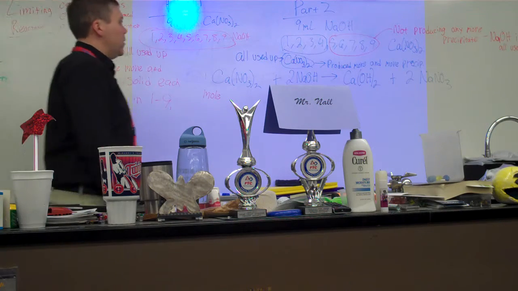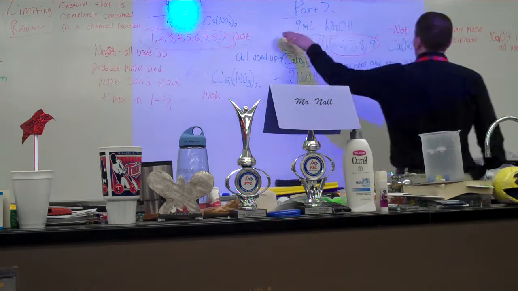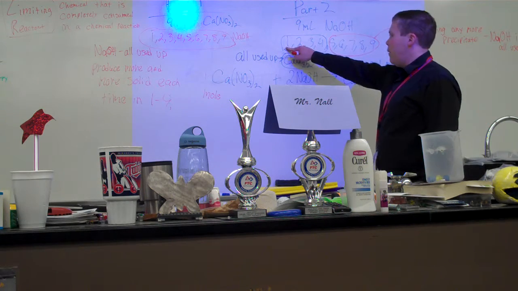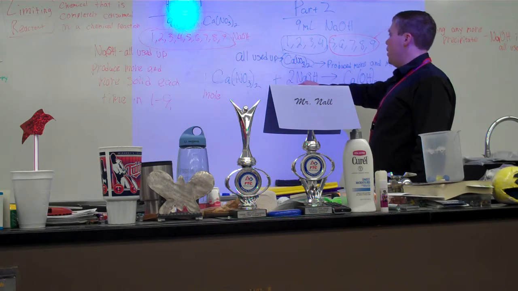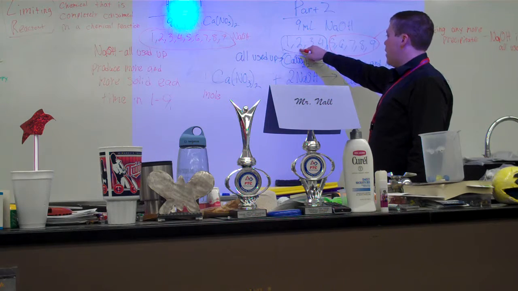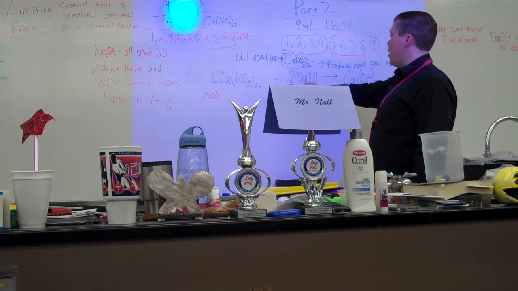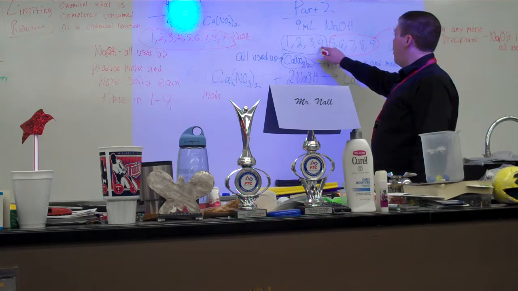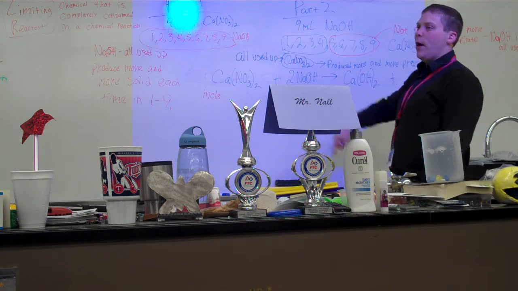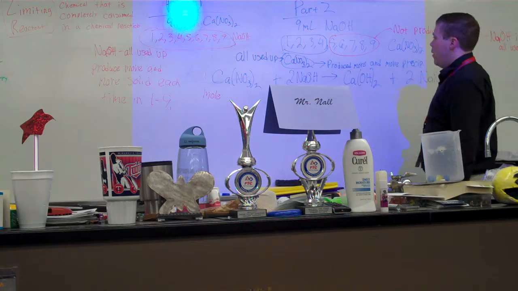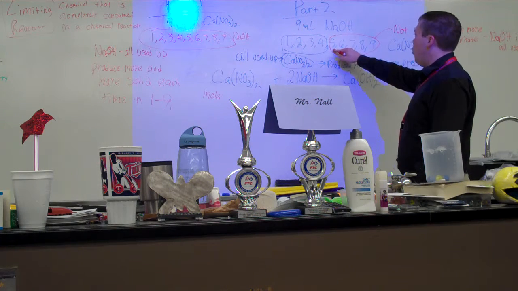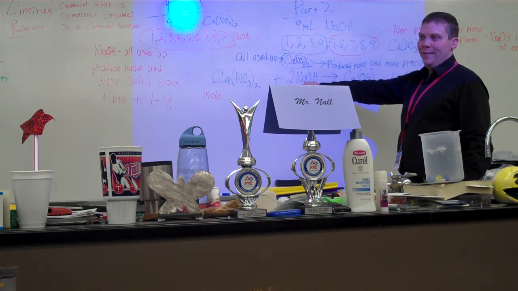But when we got to part 2, now I only had 9 mils of sodium hydroxide. So at 1 mil of calcium nitrate, that means I used 2 mils sodium hydroxide. 2 mils calcium nitrate, 4 sodium hydroxide. 3 calcium nitrate, 6 sodium hydroxide. 4 calcium nitrate, 8 sodium hydroxide. So then once I get to 5, that means that if I want to react 5 mils of calcium nitrate, I'm going to need 10.